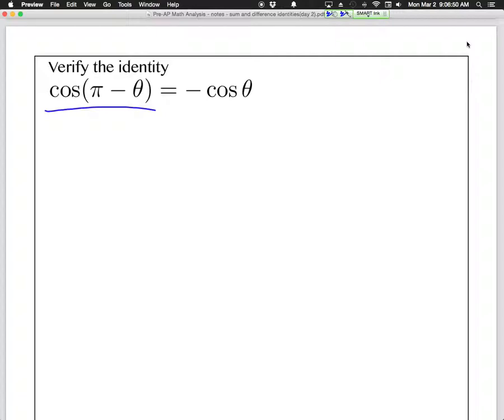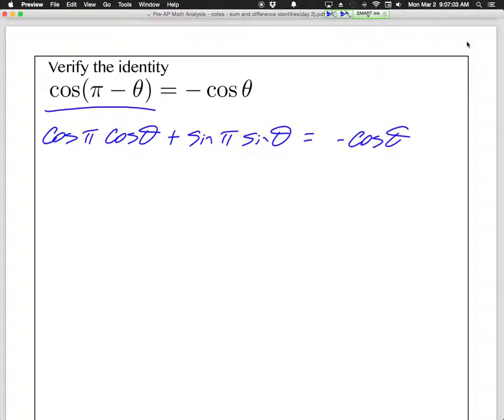Very good. So it is cosine of pi cosine of theta plus sine of pi sine of theta. We notice that's cosine a minus b. We plug it in. Now what can I do after I plugged it in? Very good. I can evaluate cosine of pi and evaluate sine of pi.